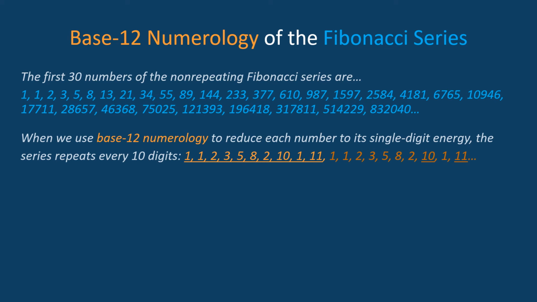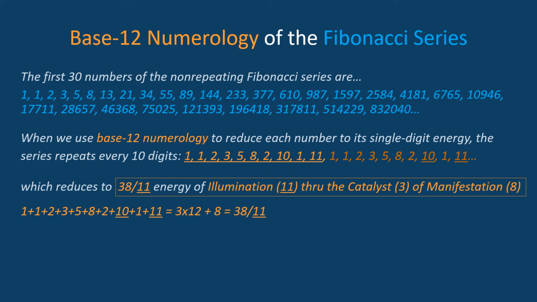What we find this time around is that the series repeats once again, but instead of repeating every 24 numbers as in base 10, it repeats every 10 numbers in base 12, shown underlined in orange. Next, adding those 10 numbers together, we get a sum of 38 in base 12, that is 3 twelves plus 8 remainder, which further reduces to 3 plus 8 equals 11, 11 being a single digit in base 12.